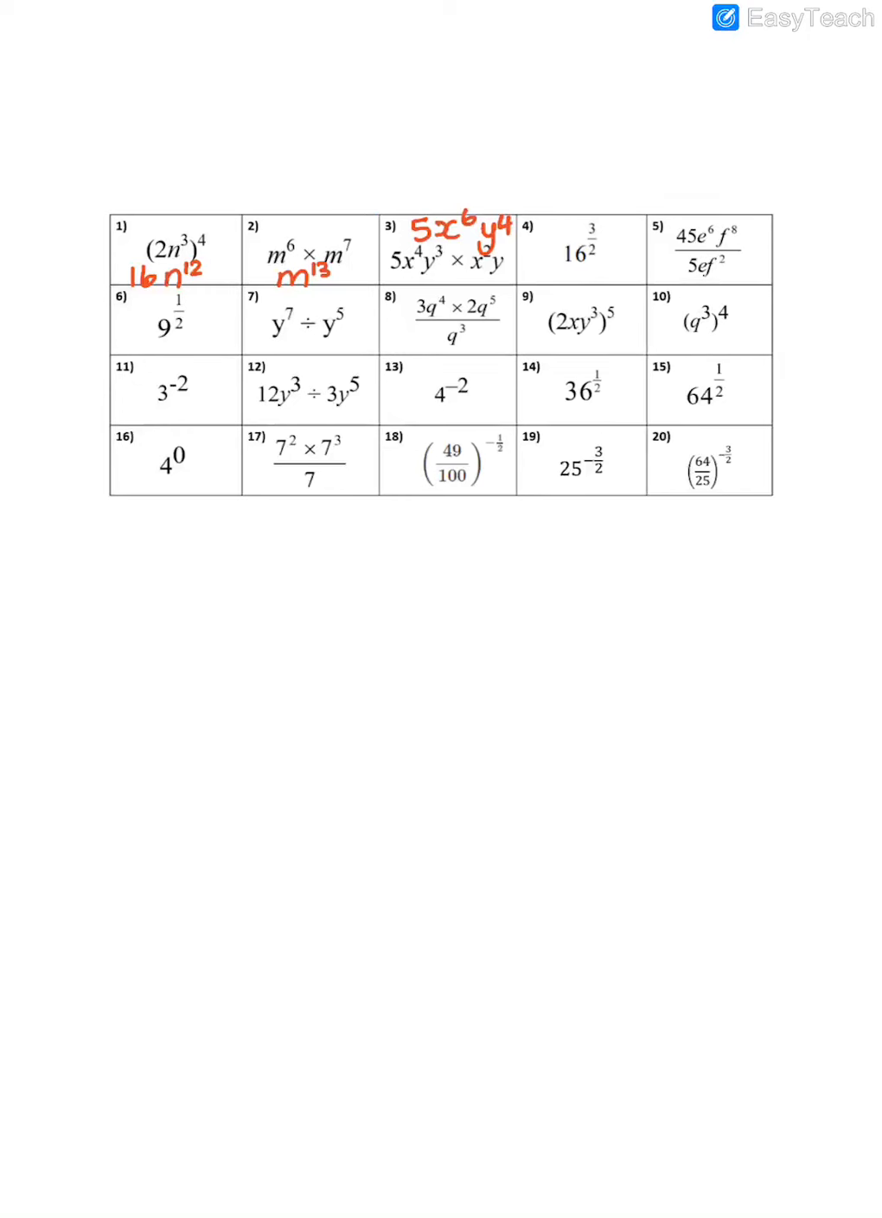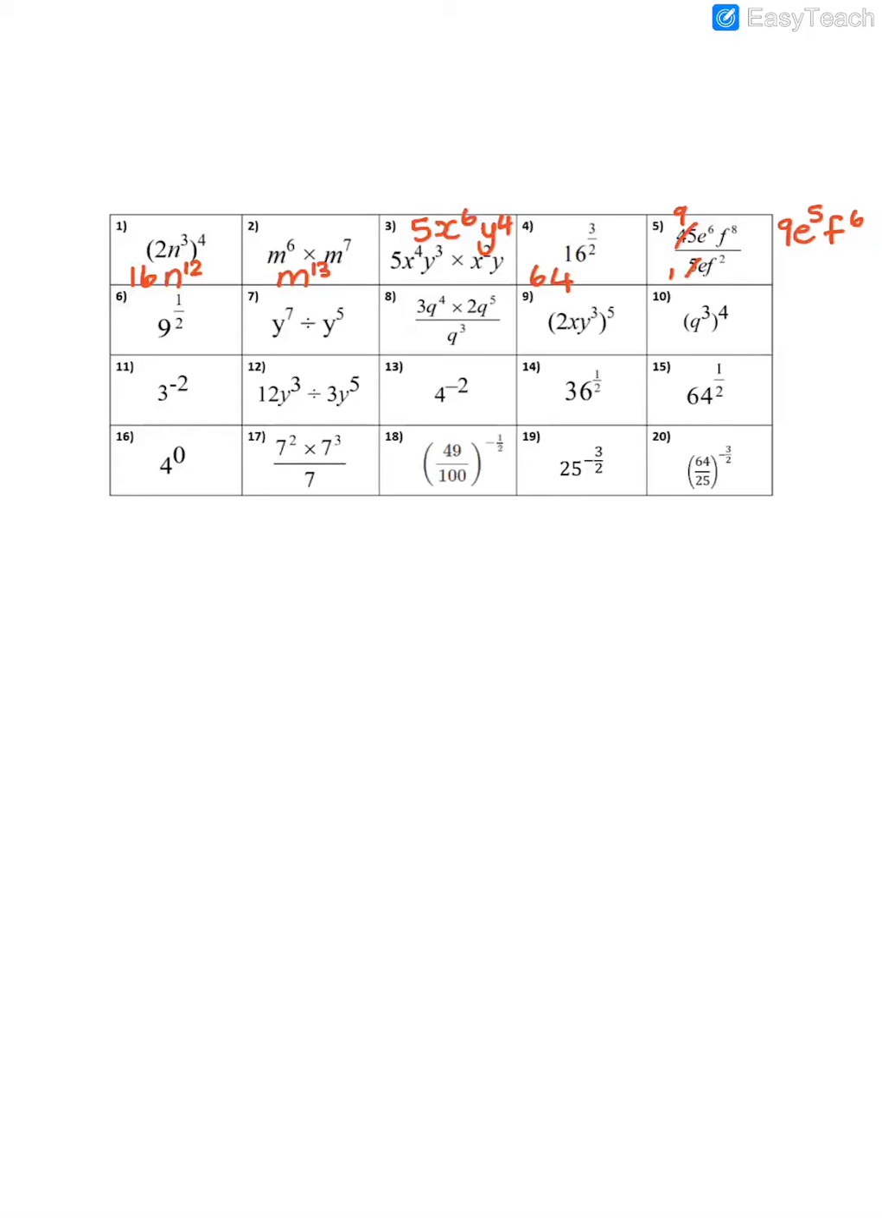Number 4 is this case where you've got a fractional power again. Remember, the bottom number is the root and the top one is the power. So the square root of 16 is 4. 4 cubed is 64. Number 5. So 5 can go into itself once and into 45 9 times. And then e to the power of 6 divided by e is e to the power of 5. So we've got 9e to the power of 5. f to the power of 8 divided by f to the power of 2 is f to the power of 8 minus 2, which is f to the power of 6.